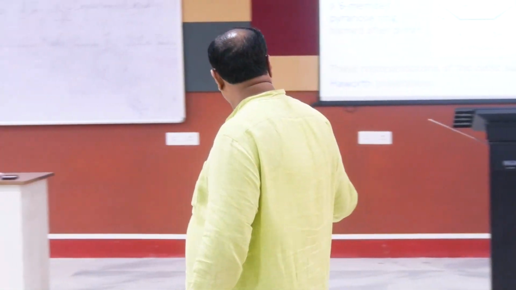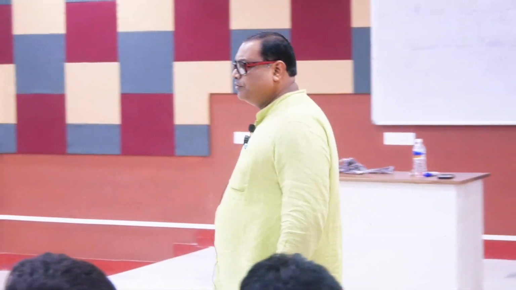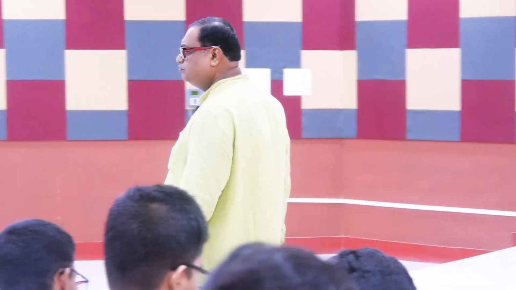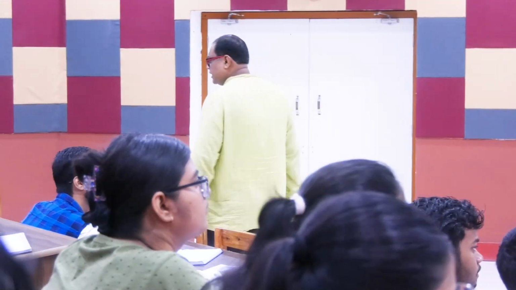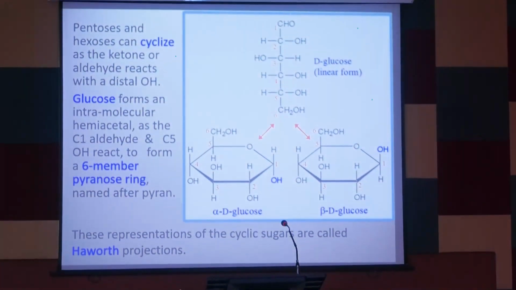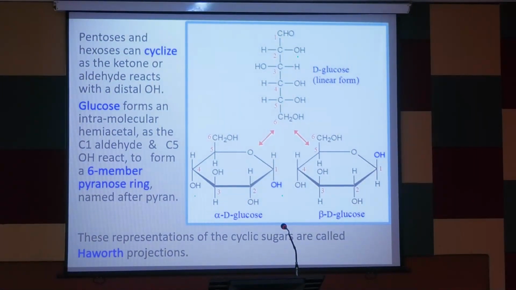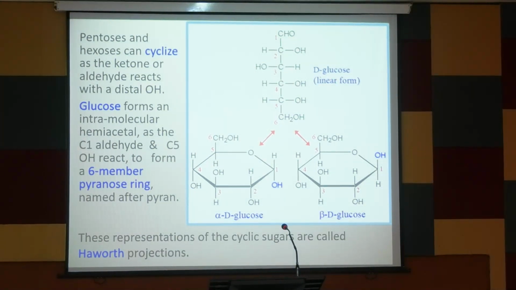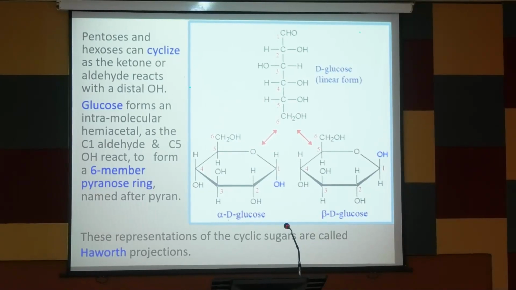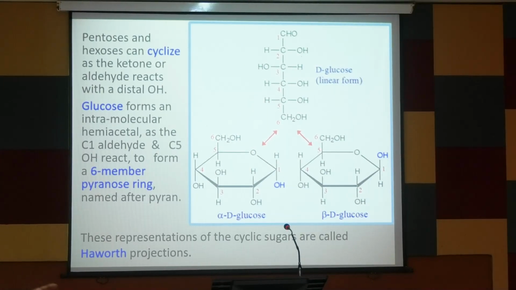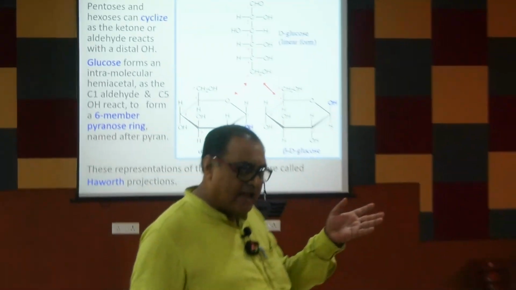Now this is an example of a molecule which has an aldehyde group and many alcohol groups. So if the C1 aldehyde group combines with the C5 alcohol group, then it forms this kind of structure. Now the problem is this combination of these two groups has generated a new chiral center at C1. C1 is now no more a non-chiral carbon.